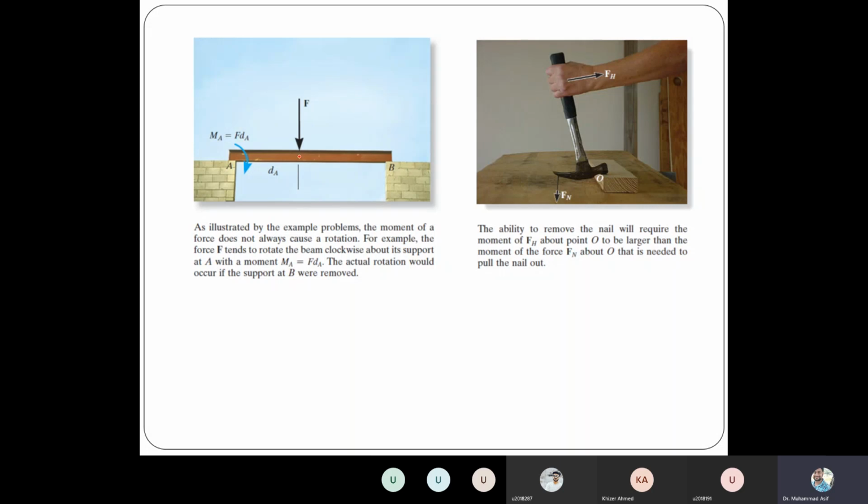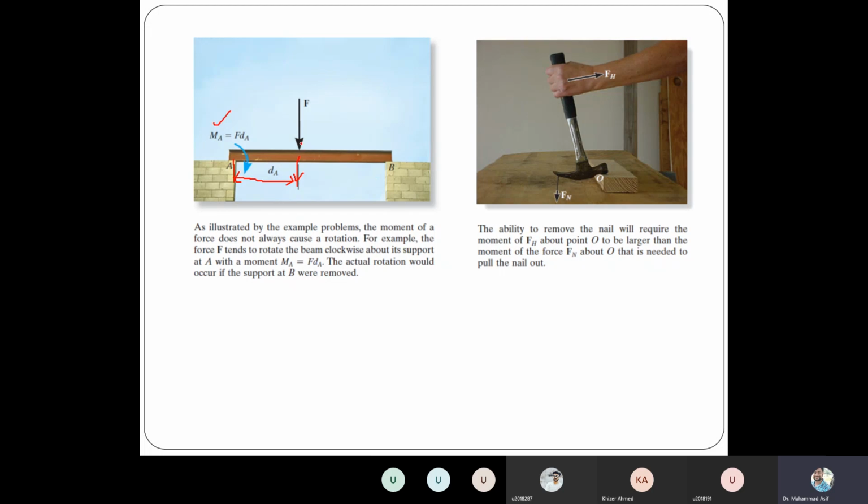So again, if this is the force, and we want to calculate the moment about point A, then the perpendicular distance between point A and the force is this much, right? So there is a possibility that this force can rotate this beam about the A axis. So we'll say the moment produced about point A depends on the perpendicular distance and the line of action.